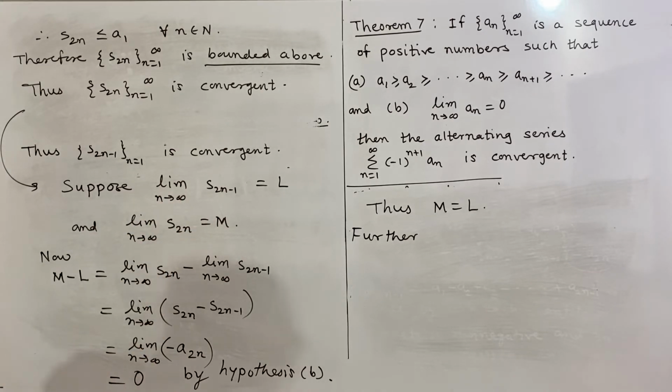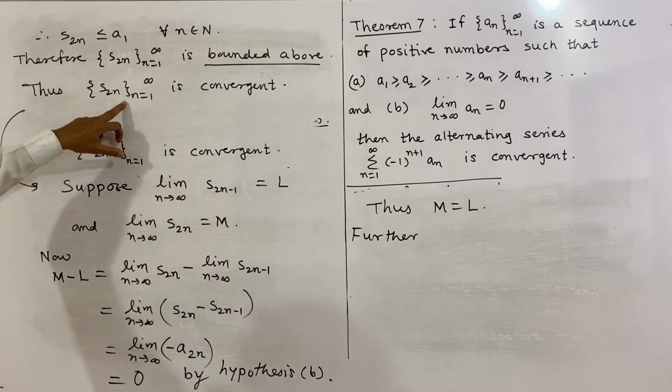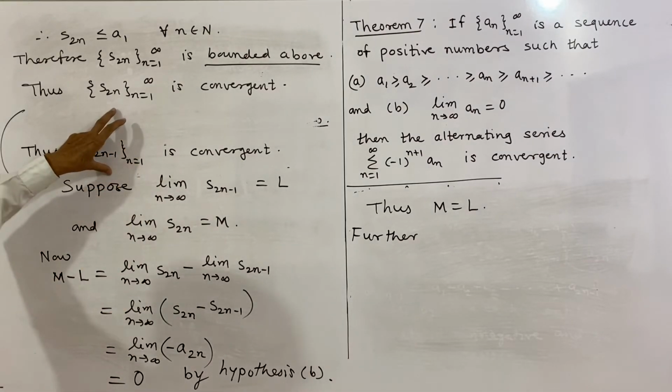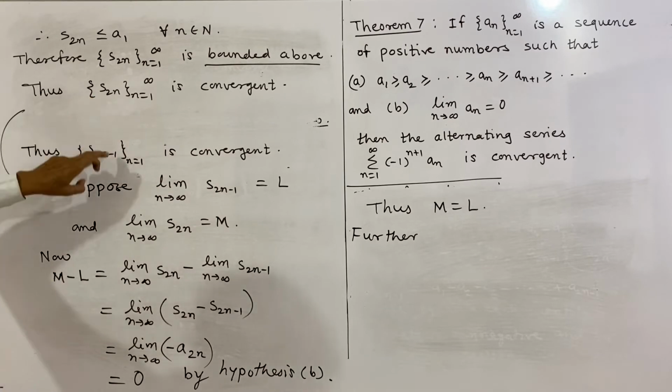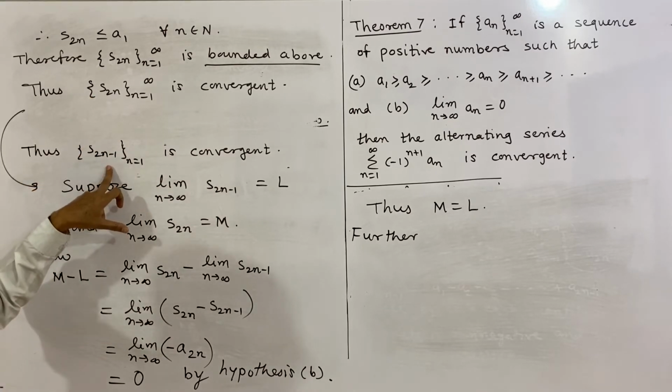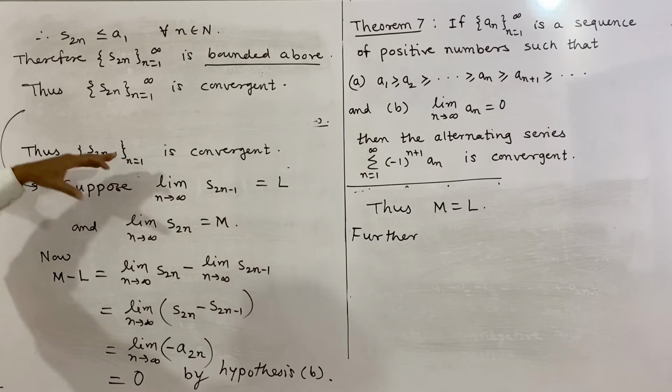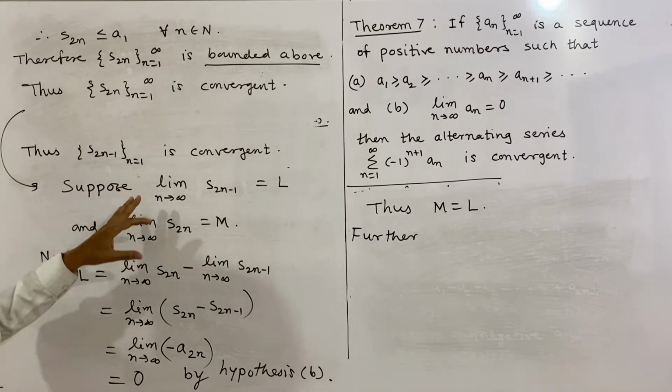If a sequence is convergent, then all its subsequences also converge to the same limit. But here we have proved the subsequences are convergent. These two, with even index and odd index, are converging to the same limit. We will show that Sn also converges to the same limit.